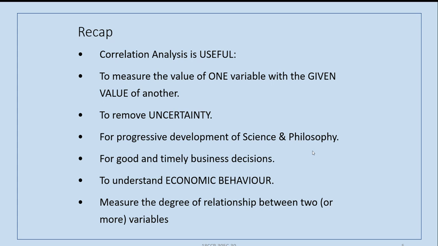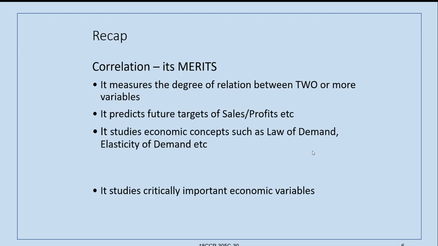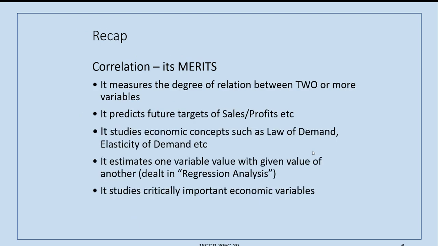Measure the degree of relationship between two or more variables. Now, the correlation, its merits. We have looked into the merits and demerits of correlation in the last lesson. Just briefly, I will explain again. It measures the degree of relation between two or more variables. As I said, it will measure the degree of two variables, how they vary or how closely they are related. It predicts future targets of sales and profits.